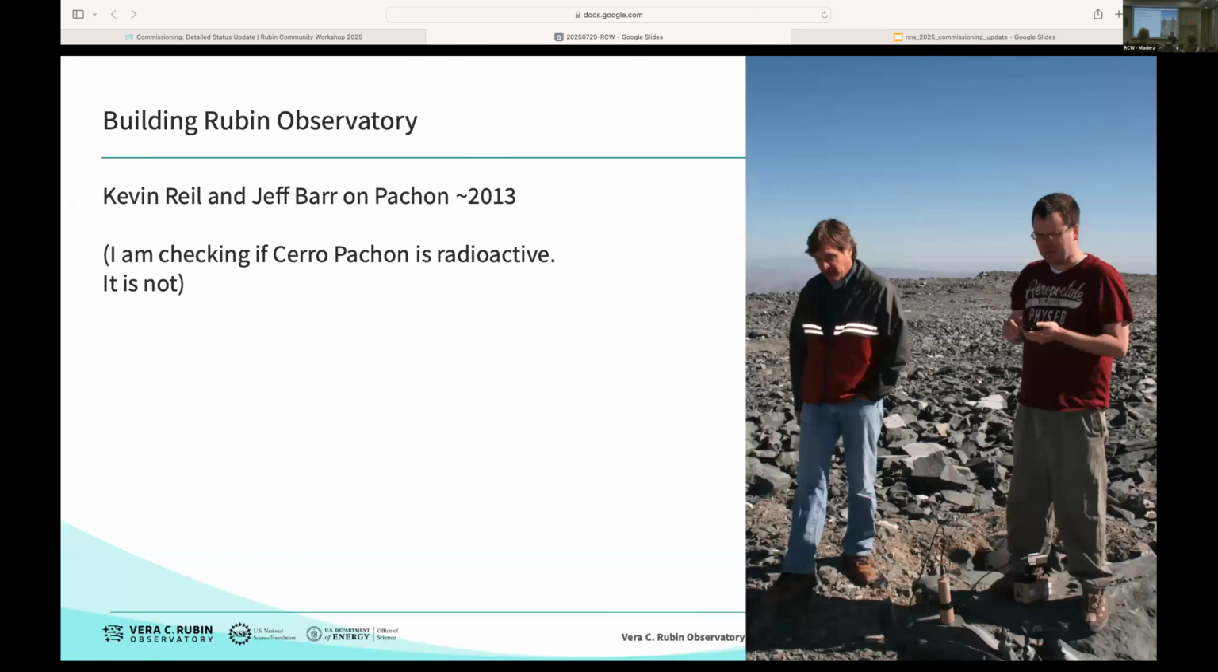I've been working on this project for a long time. One of my first jobs was on the Sloan camera. If you put in the g filter, the cosmic ray rate went up by a factor of 2. That's not real. So we wanted to make sure nothing was radioactive. This is me making sure Sarah Pachone was not radioactive. It's not.